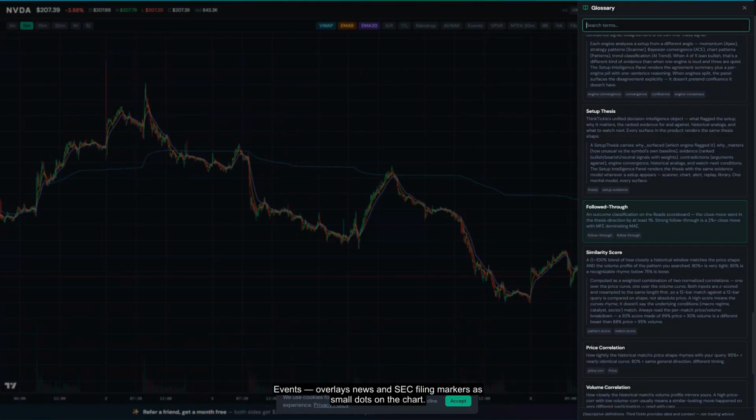Events, overlays news and SEC filing markers as small dots on the chart. Hover any to see the headline or filing description. The most useful overlay for seeing whether a price move had a catalyst behind it.